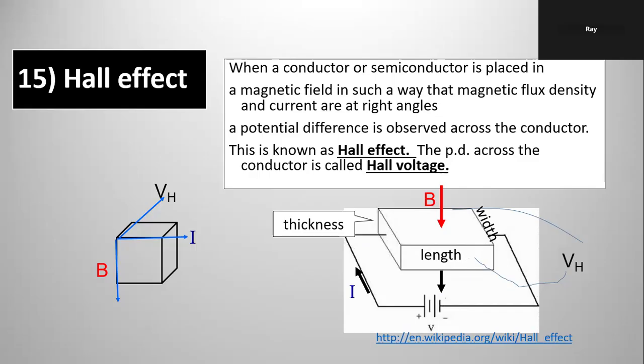That is known as the Hall effect, and the potential difference is called the Hall voltage. That's why we connect a voltmeter here, so we can measure the voltage. There's your current in one direction, the length, the magnetic flux density on one surface, and the third surface is your Hall voltage. And this is usually thin. This is called the thickness.